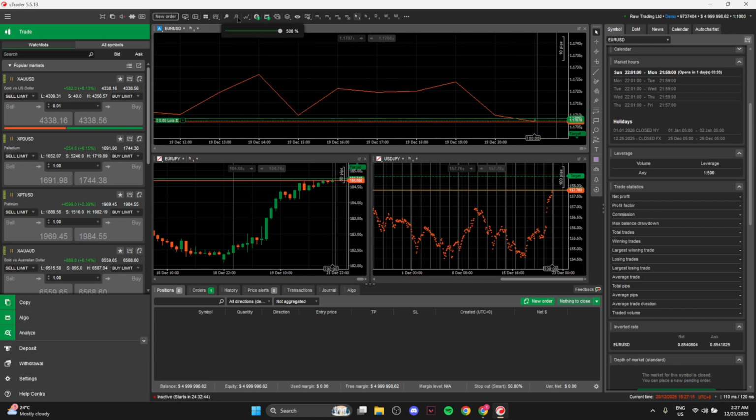For a quick sense of size, glance at the price scale. The difference between the bid and ask values equals the spread. If your platform shows a small spread readout near the price, that's the same number.